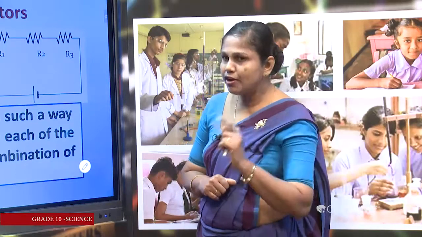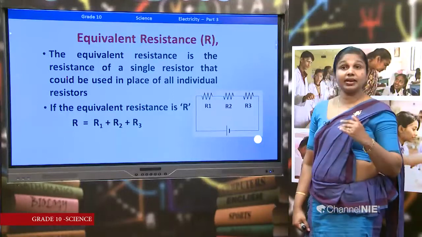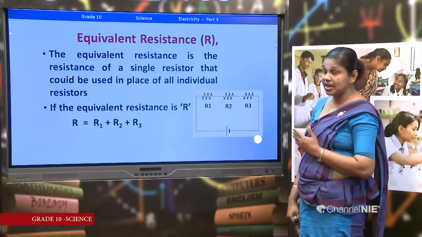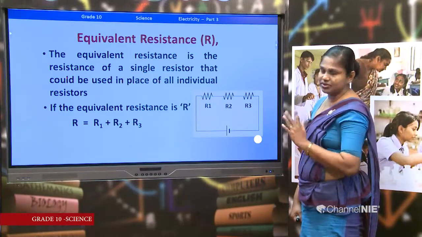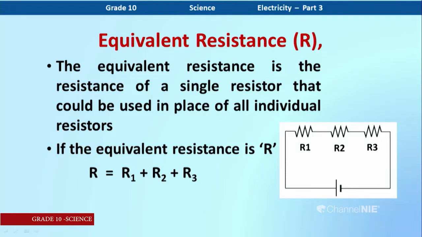The way of getting the equivalent resistance when the resistors are connected in series like this is this, children. Look here. The equivalent resistance is the resistance of a single resistor that could be used in place of all individual resistors. Right now, here we have three resistors called R1, R2, R3. All three are joined in series.